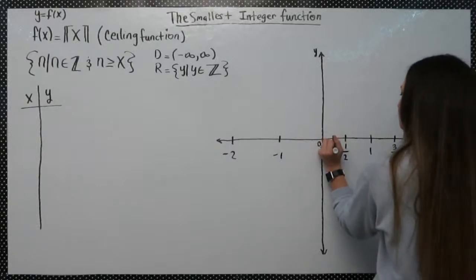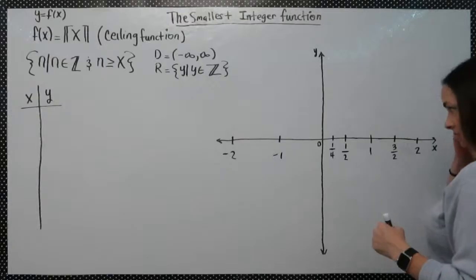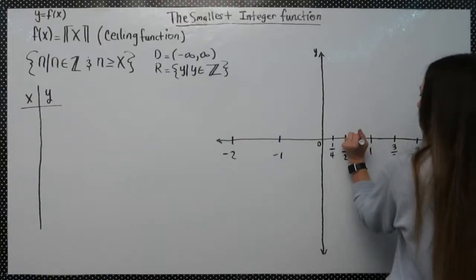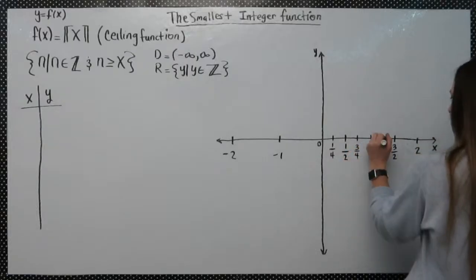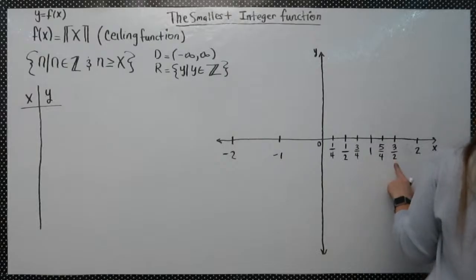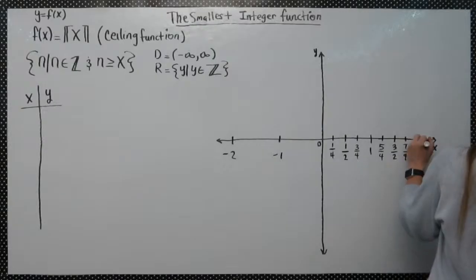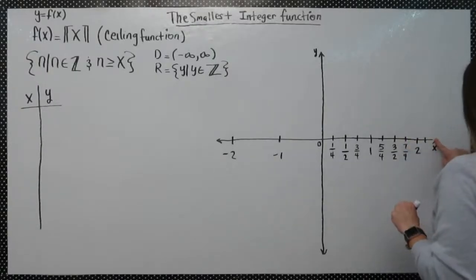And then we'll get 1/4 in here. And the way I think about this to write these in real quick is that's 2/4. That would be 3/4, 4/4, 5/4. So that's technically 6/4 reduced. Then that would be 7/4, 8/4. We'll do maybe 1 or 2 on the other side of 2.